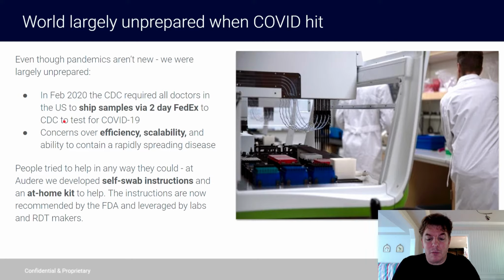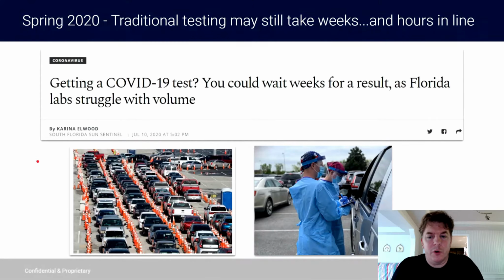So obviously that brought about significant concerns over efficiency and scalability and parallelization for that matter, but in effect the ability to contain a rapidly spreading disease became questionable. Moving forward in time, spring of 2020, as you may remember, we had significant backlogs even though the CDC began to release its sort of chokehold on the testing environment. Still ended up having massive traffic jams with people waiting hours in line to get a COVID test. And of course, even after you got your COVID test, as this headline shows you, you could end up waiting weeks for your result.